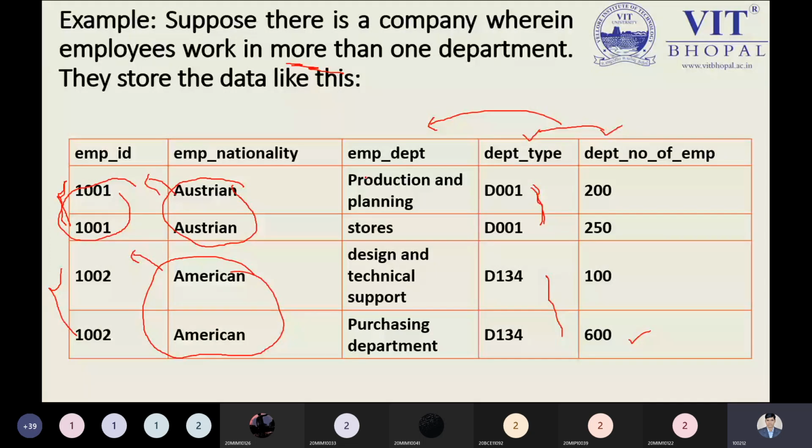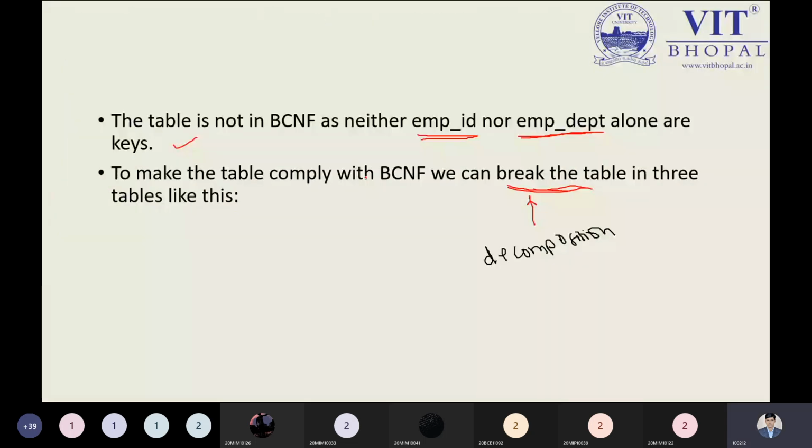Then you will see, okay, from this perspective, we find that employee ID and employee department are not alone a key. So we are finding that here we have a composite key.